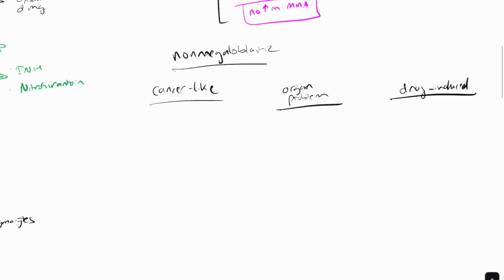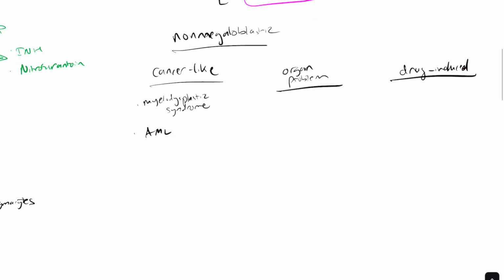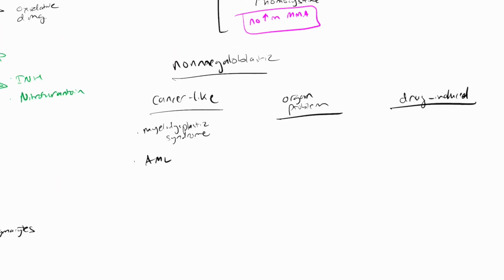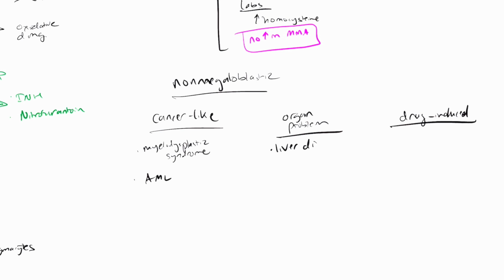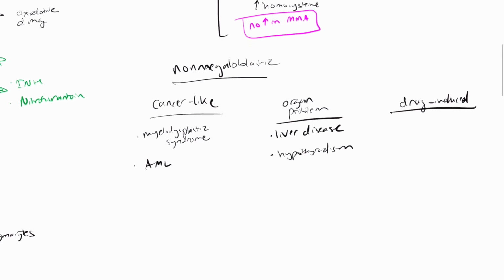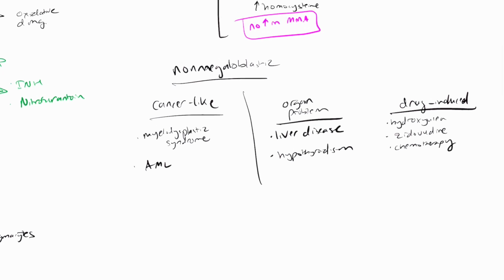So when we talk about cancer-like etiologies, myelodysplastic syndrome, acute myeloid leukemia is another one. To my knowledge, these are the more common causes of non-megaloblastic macrocytic anemia. Liver disease would be the first organ problem, and then the second one is going to be hypothyroidism. Okay, the last one is going to be drug-induced, right? The key drugs that I've seen in UWorld questions are hydroxyurea, zidovudine, and then chemotherapy would cause drug-induced non-megaloblastic macrocytic anemia. All right, so that's what I've seen in UWorld. I just wanted to add it here for completion's sake.